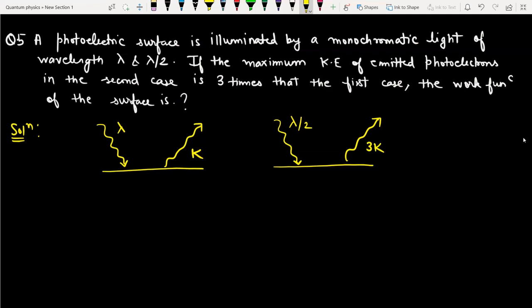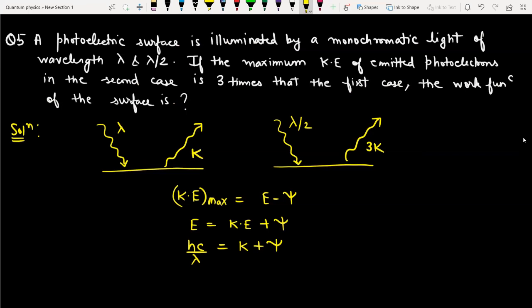Now we use the basic photoelectric equation: the maximum kinetic energy is E minus psi. So the energy E will be kinetic energy plus psi. This E is hc over lambda, equal to k plus psi. We can write this for the first case, because the wavelength is lambda, so the energy is hc over lambda, the maximum kinetic energy is k, so we write k plus the work function psi.